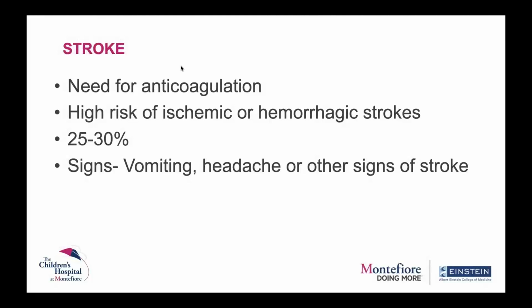Sometimes the patients can also bleed into their brains, and that can cause something called a hemorrhagic stroke. So these patients are at very high risk of ischemic or hemorrhagic strokes, almost 25 to 30%, which is a very high number. You can look for signs like vomiting, headaches, or other signs of stroke. And this is a very scary complication for parents because we don't know how devastating a stroke may be in different patients.